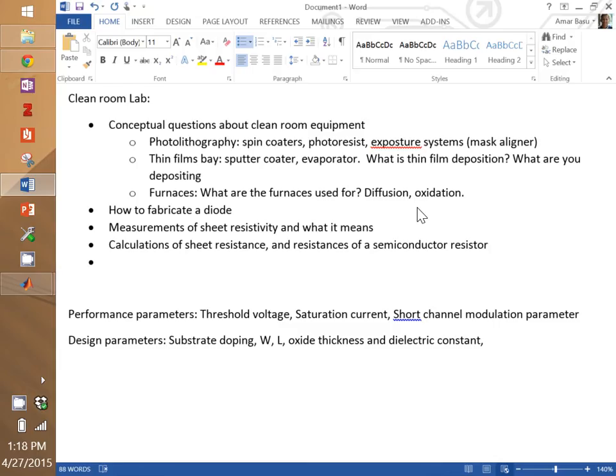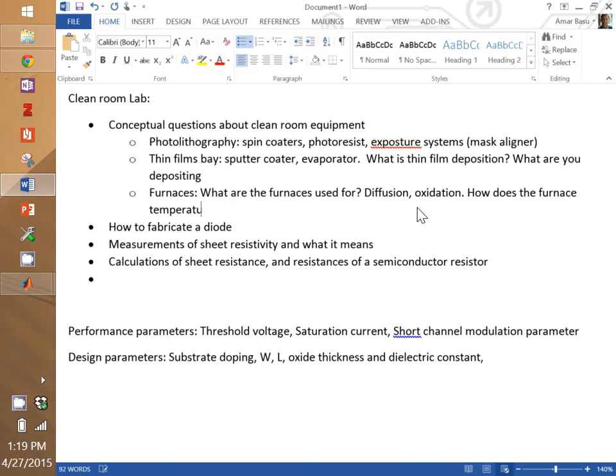Oxidation is when we put the wafer in a furnace, silicon wafer, and we put an oxygen gas over it. And there's an oxide layer that forms on the surface of the silicon. The oxide is an insulator. That oxide layer is the oxide layer in the MOSFETs that we talked about in Chapter 6. So that's another important parameter there. How does the furnace temperature and time determine doping profiles? How does doping in a furnace work? Things like that.